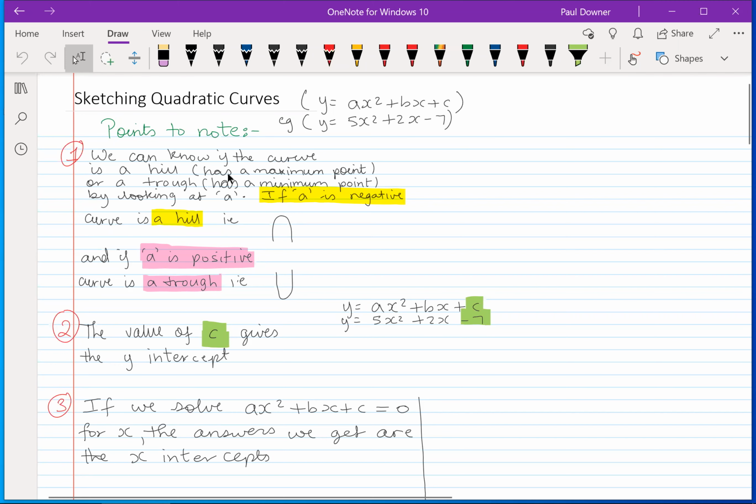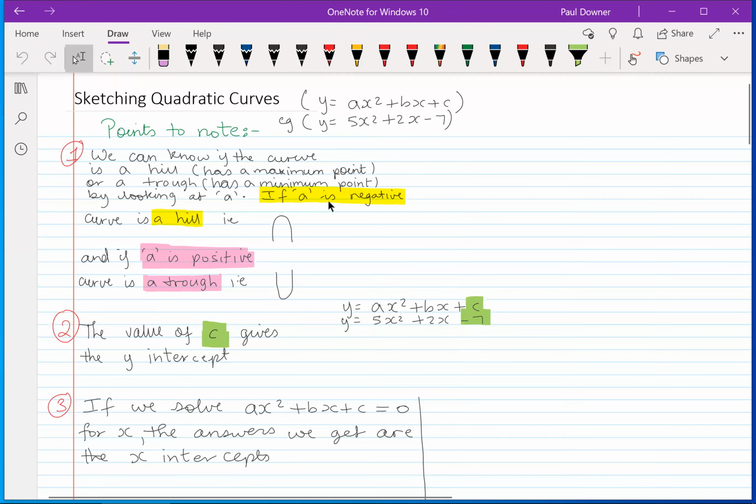That is to say, the quadratic has a maximum point, or if it's a trough, right? A trough means you go down into a valley. And in that case, the quadratic would have a minimum point. And we would always know this by looking at the value of a. What is a? A is this number here in front of the x squared term.